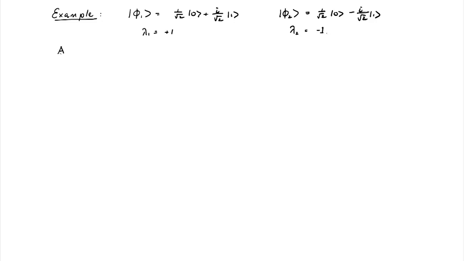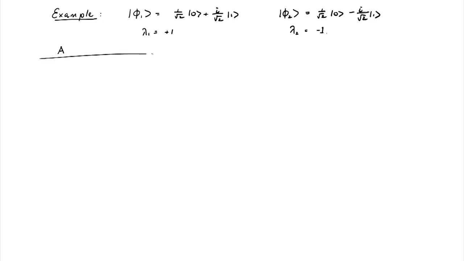So suppose that we want our eigenvectors to be 1 over square root 2, 0 plus i over square root 2, 1, and 1 over square root 2, 0 minus i over square root 2, 1. And the eigenvalues are plus 1 and minus 1. Okay, so how do we design an operator A which has these eigenvectors and these eigenvalues?